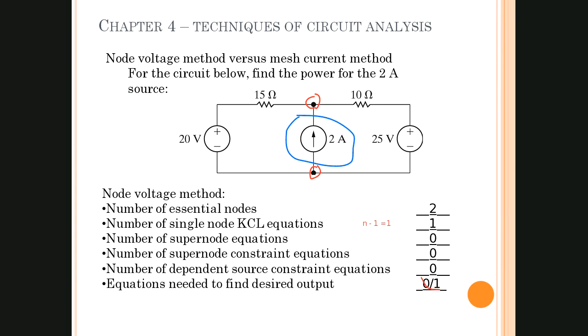We do need one equation. Right. Equations needed to find a desired output. I don't see how you can do this with a 0 of 1. But you do need at least 1 equation. And that's designated by this.